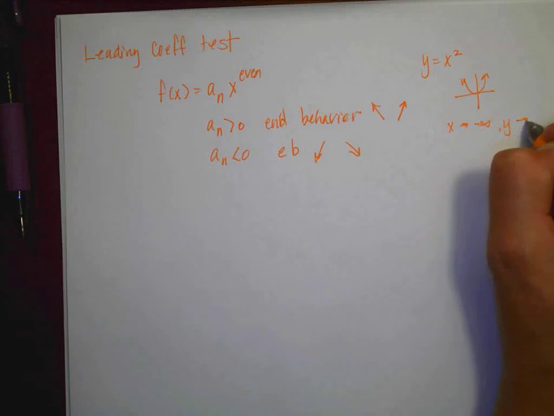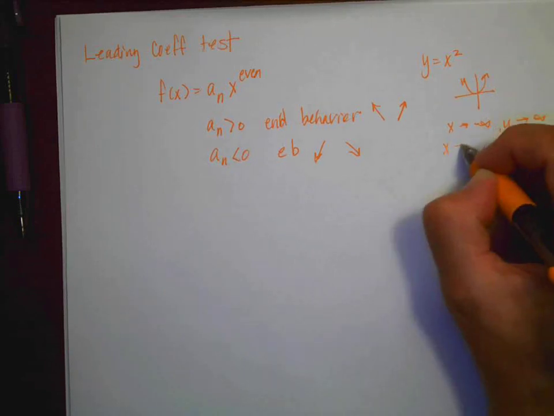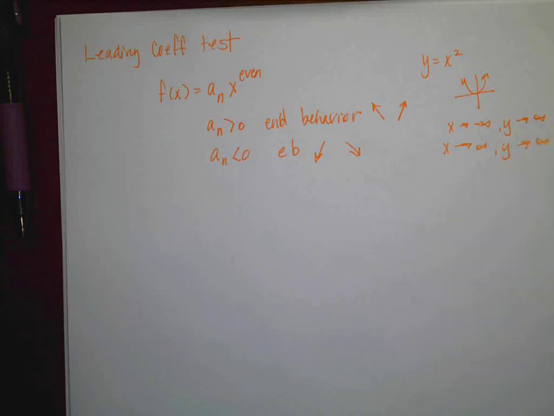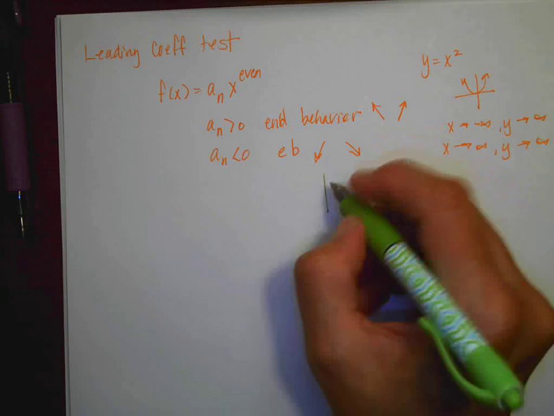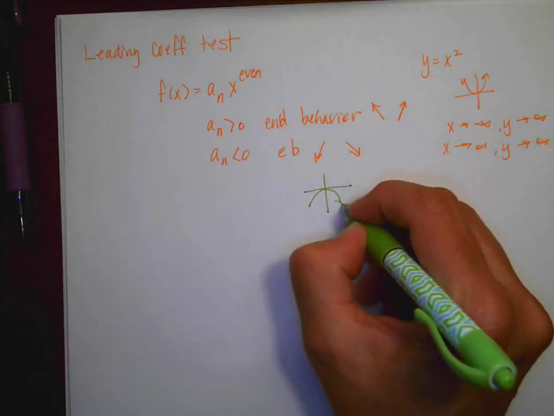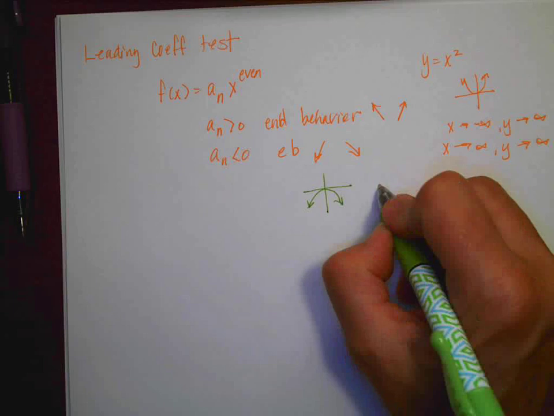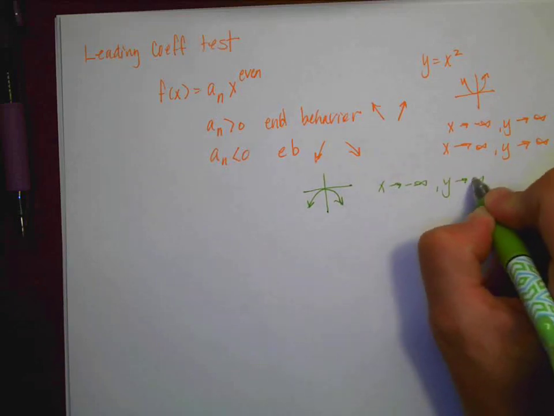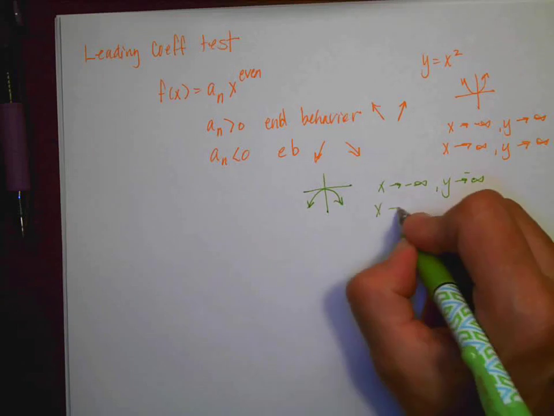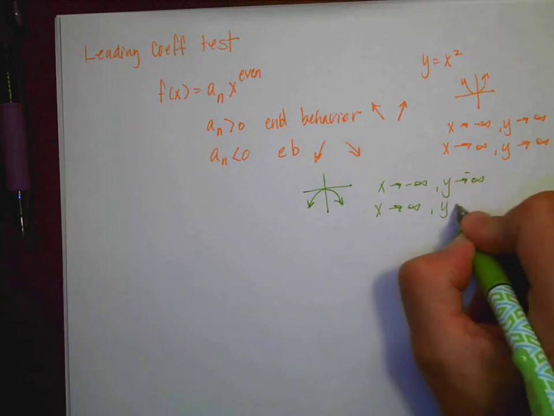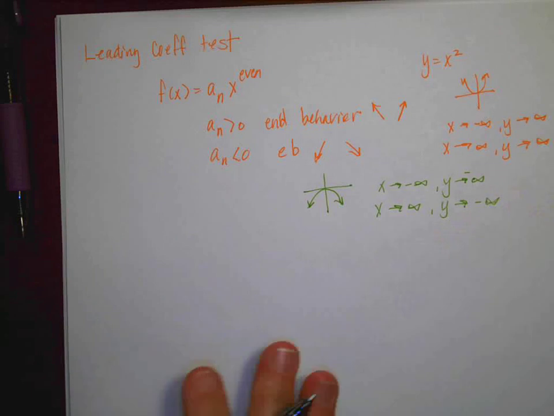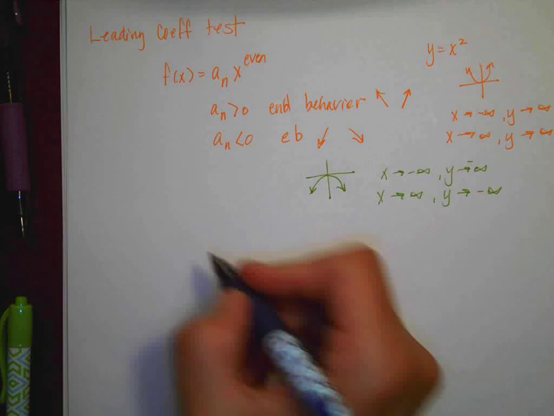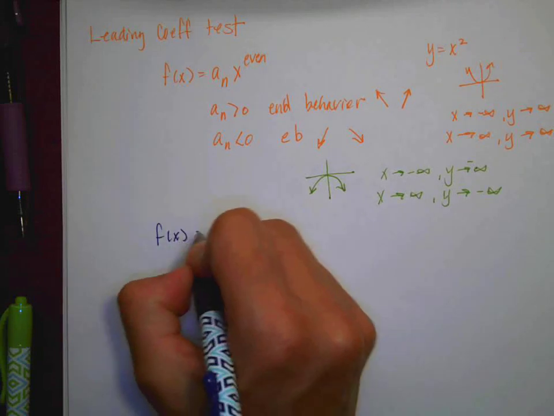And so then as x approaches negative infinity, the y's are approaching positive infinity, and as x approaches positive infinity, the y's are approaching positive infinity. But if I have the opposite situation and I have a reflection because a is negative, then as x approaches negative infinity, the y's approach negative infinity, and as x approaches positive infinity, the y's also approach negative infinity. So it changes the end behavior of the graph.